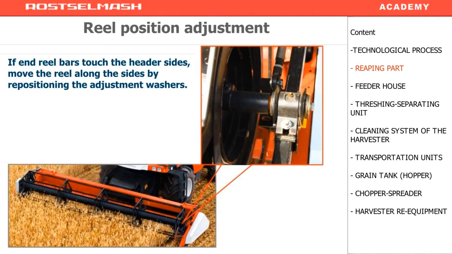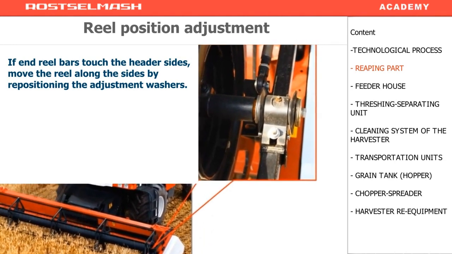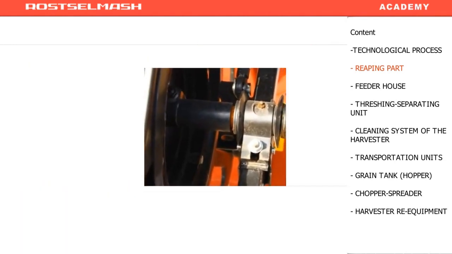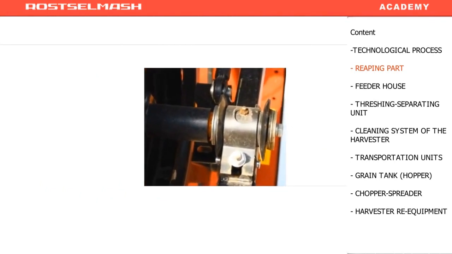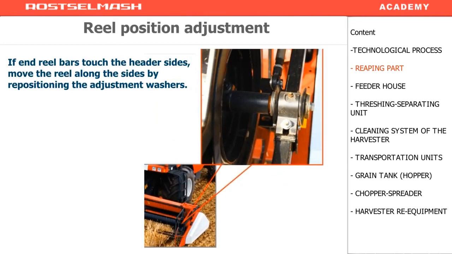The next adjustment is the adjustment of reel position. We can move it to the left or to the right, but only when it's necessary. For example, if the reel touches the header housing, in this case, such adjustment is required. To perform this adjustment, remove the housing, lift the reel, move the necessary amount of washers to the side you need, then lower it, and perform an identical procedure on the right side, placing the identical amount of washers.